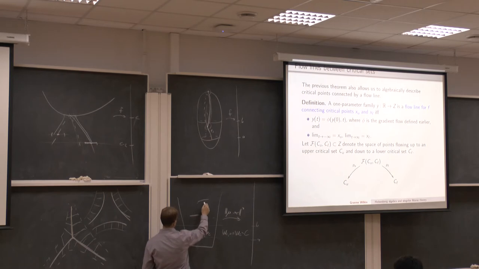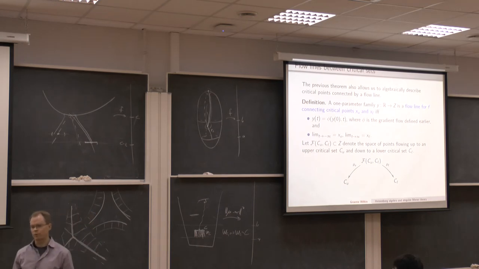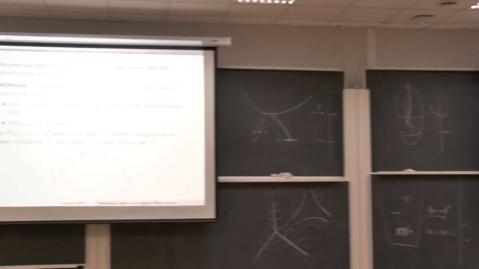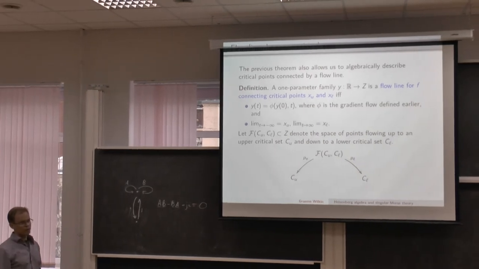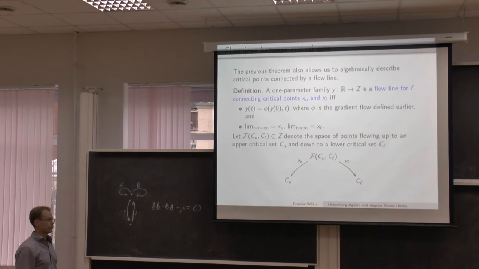If it's in the negative slice, you know that up to the group action, it's in the unstable set, which flows up to this critical point. So essentially, you can write down spaces of pairs of critical points connected by a flow line if you just understand what the negative slice looks like. In other words, we can classify this space of flow lines and understand these forgetful maps down to the critical sets. And these are exactly the spaces that appear in the cut product construction from before.